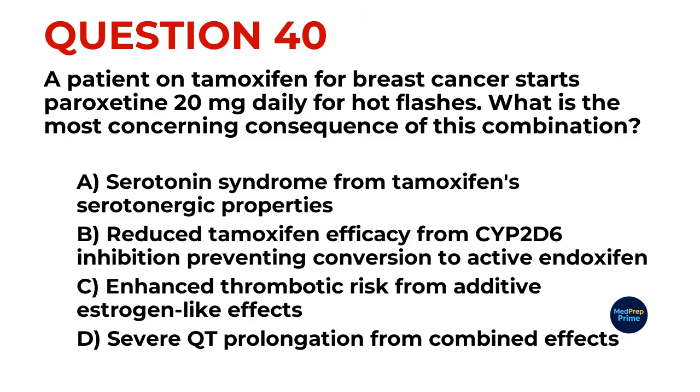Option B. Reduced tamoxifen efficacy from CYP2D6 inhibition, preventing conversion to active endoxifen. Option C. Enhanced thrombotic risk from additive estrogen-like effects. Option D. Severe QT prolongation from combined effects.